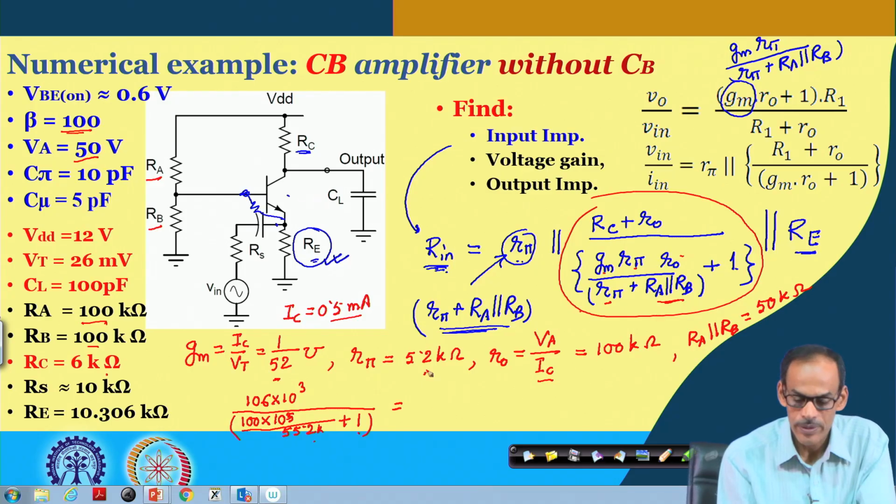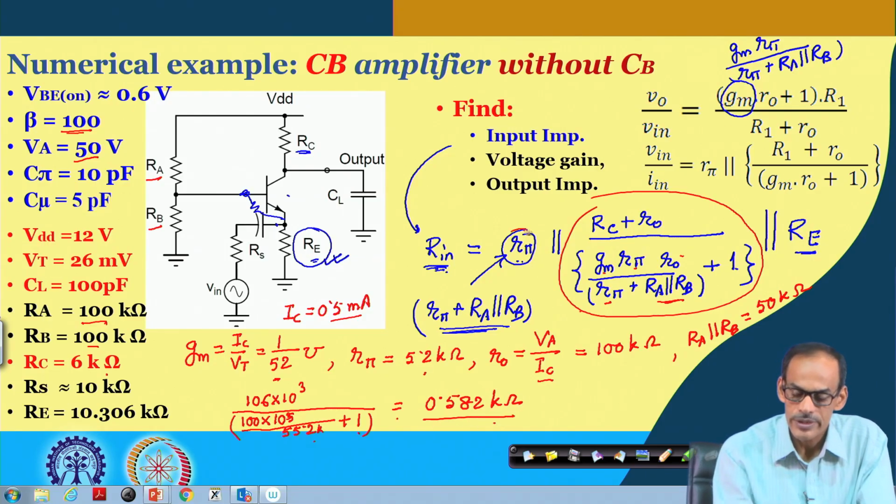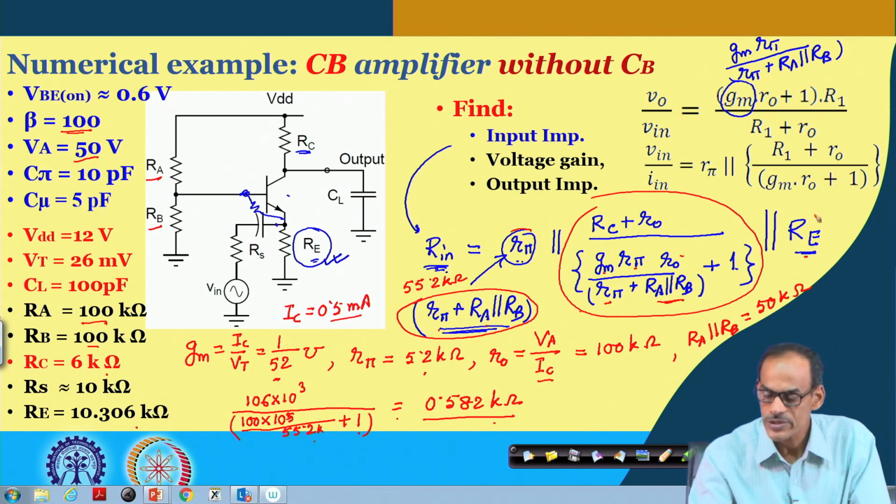So, we do have this part, it is 0.582 kilo ohm. So, this part is 0.582 kilo ohm, and then this part, after making this replacement, we do have 50 and then 5.2. So, that is 55.2 kilo ohm, and then Re it is 10. So, this one is 10 kilo ohm.